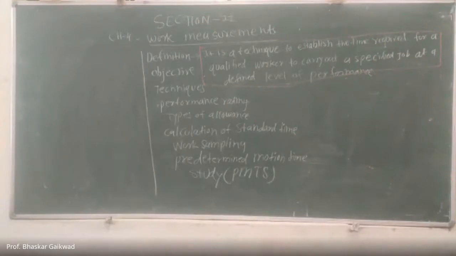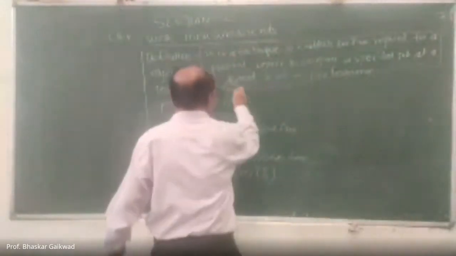Okay, thank you. Now, the definition of work measurement: to establish the time required to complete a job. Very simple thing, the time required to complete any job. This is the technique of work measurement. Now, what is the objective of this work measurement? So, the objective of work measurement.